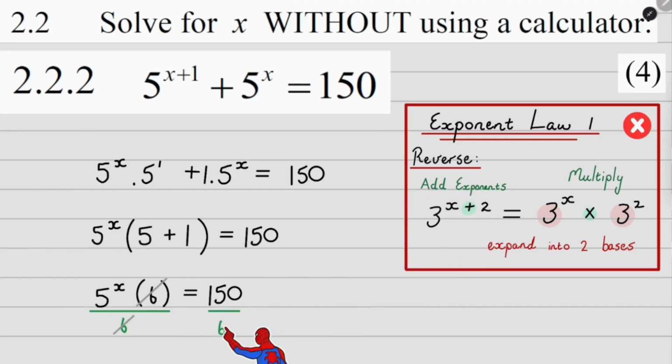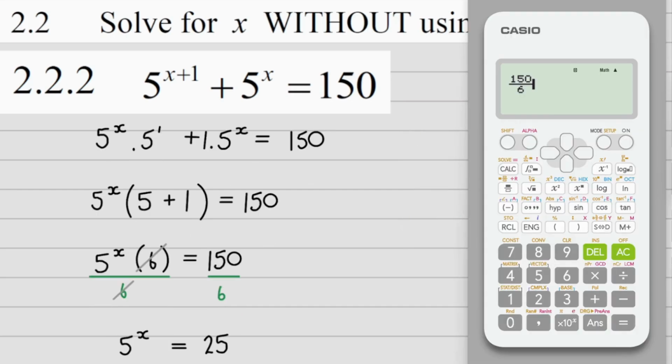Okay, 150 divided by 6. Ain't nobody got time for that. I think it's gonna give me 25. And indeed it does. Definitely 25. Now I'm gonna prime factorize that 25. So I press shift fact and it changes it to 5 squared, my bro.